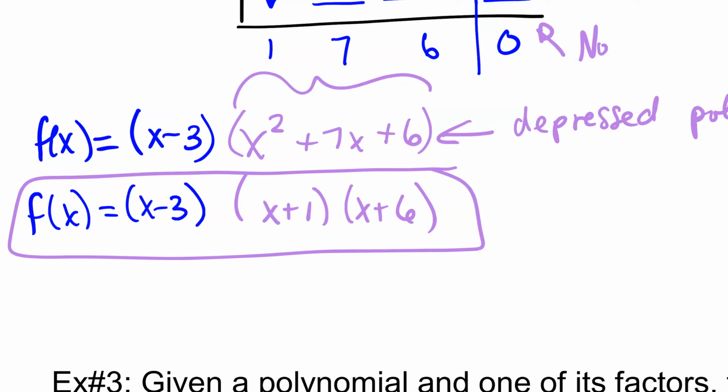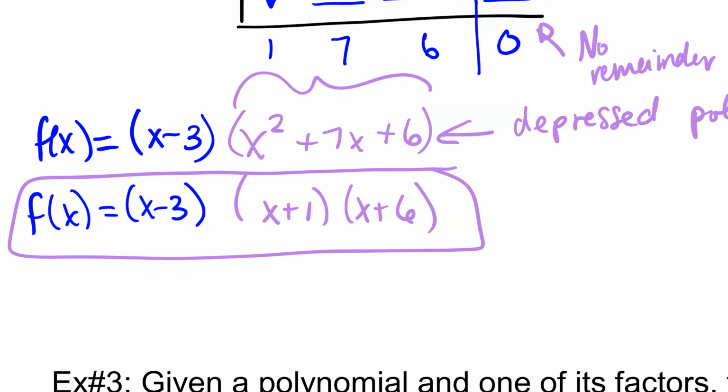Wait, so for the answer, do we have to write f of x equals x minus 3 also? We want it to be fully factored. We're trying to fully factor the polynomial. I know, but for the answer, can we just write x plus 1 times x plus 6? Okay, it did say find the other factors. That's fine. If it said fully factor, you'd have to write all 3.